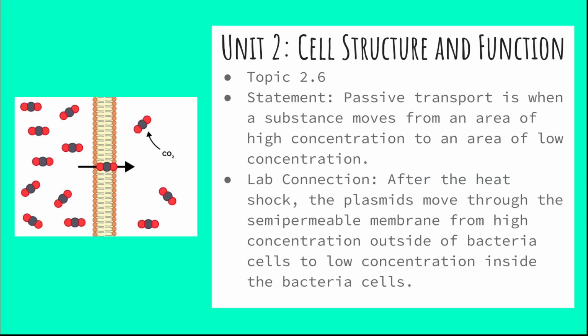Moving on to Unit 2, the lab relates to topic 2.6. Passive transport is when a substance moves from an area of high concentration to an area of low concentration. After the heat shock, the plasmids move through the semi-permeable membrane from high concentration outside of bacteria cells to low concentration inside the bacteria cells. The picture I chose illustrates an example of passive transport. CO2 is moving from a high concentration to a low concentration.